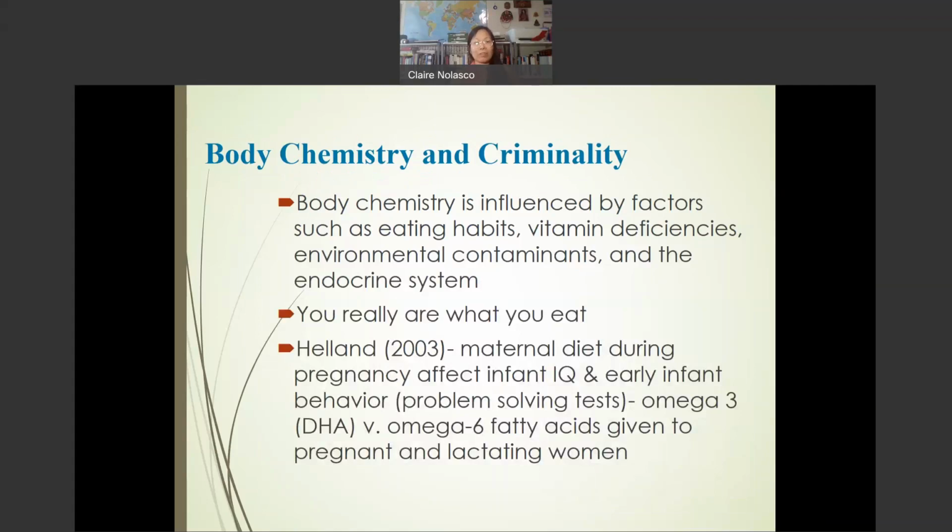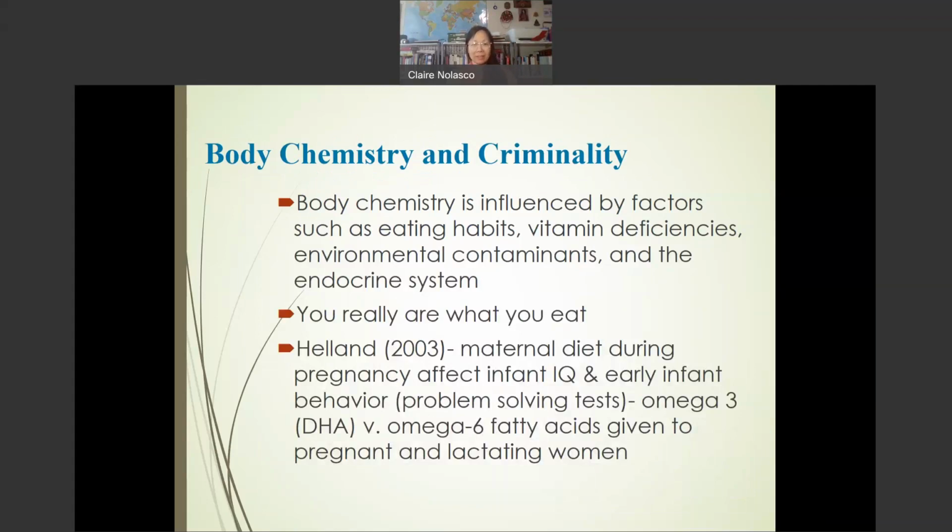Now let's look at body chemistry and criminality. Body chemistry is influenced by factors such as eating habits, vitamin deficiencies, environmental contaminants, and the endocrine system. You really are what you eat.